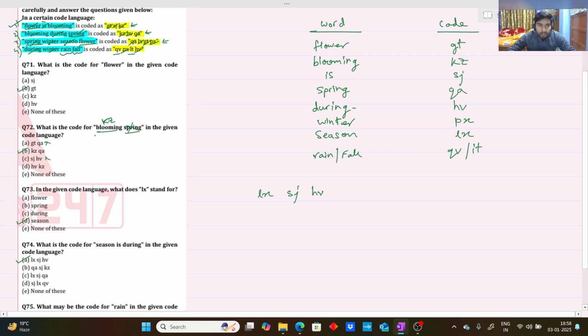So like that, even if you're not able to find the codes for all the words, even if you find the codes for just one or two words, you can eliminate a couple of options and come to the right answer by seeing the order of the words and their respective codes. For example, blooming is my first word and its code is KZ. Even between the two options that contain KZ, KZ is first only in option B, hence this will be my answer. You can also skim through the options like this.